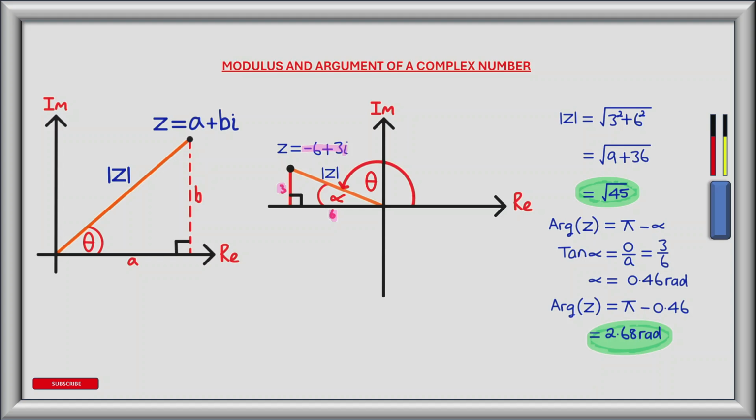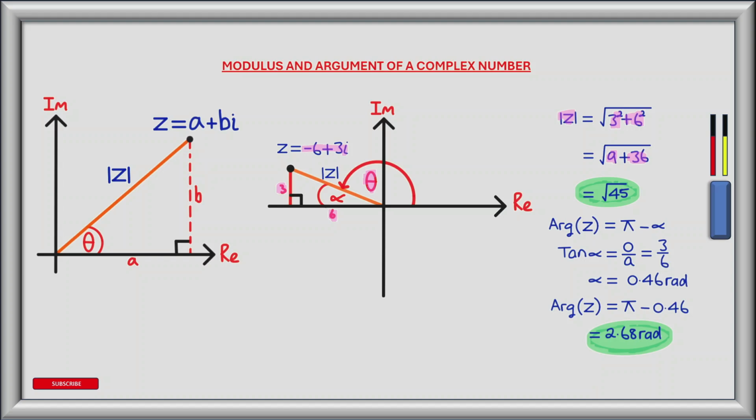To find the modulus, we need to find the length of this orange line. We can use Pythagoras' theorem to do this. So the modulus of z is the square root of 3 squared plus 6 squared. So this is the square root of 9 plus 36, which gives the modulus to be the square root of 45.